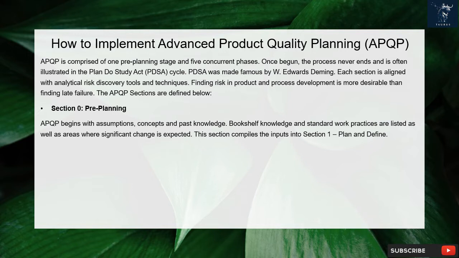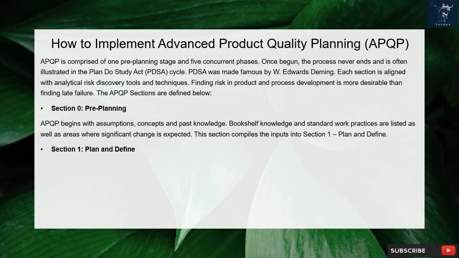Finding risk in product and process development is more desirable than finding late failure. The APQP sections are defined below. Section 0, Pre-planning. APQP begins with assumptions, concepts, and past knowledge. Bookshelf knowledge and standard work practices are listed, as well as areas where significant change is expected. This section compiles the inputs into Section 1, Plan and Define.